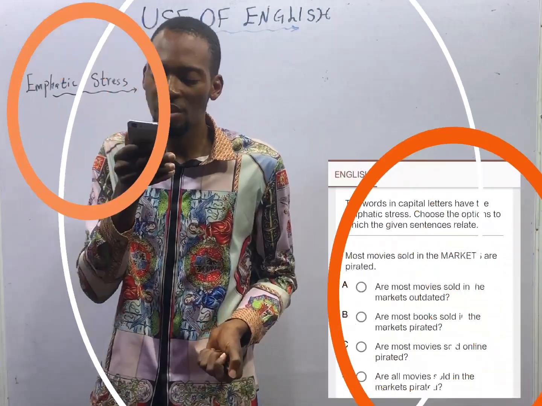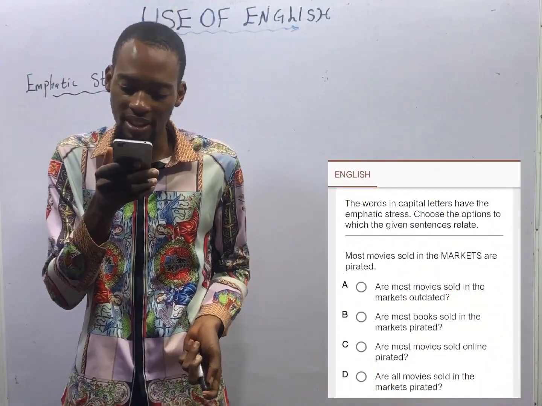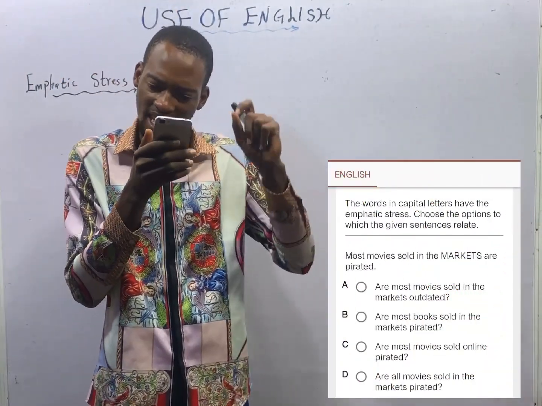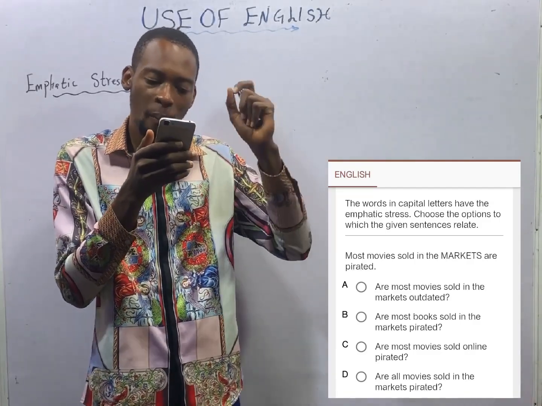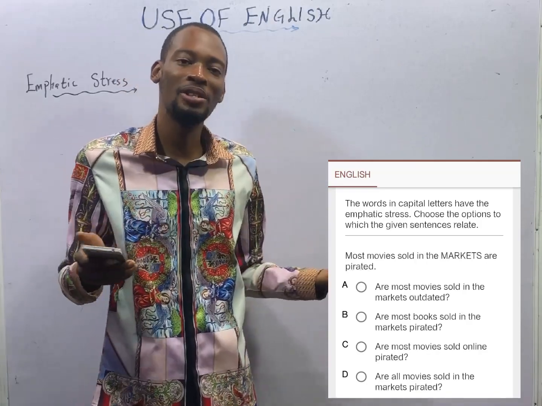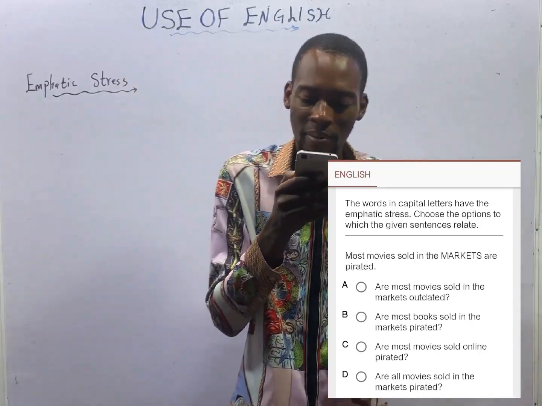Most movies sold in the market are pirated. Market is emphasized. Market is repeated in option A, there is market in option B, and market in option D. So option C is the correct option.